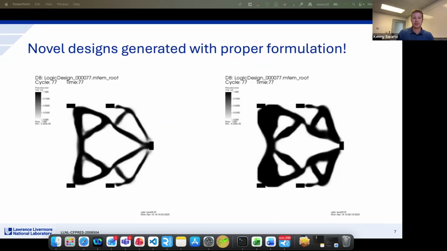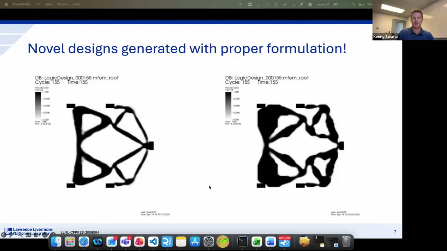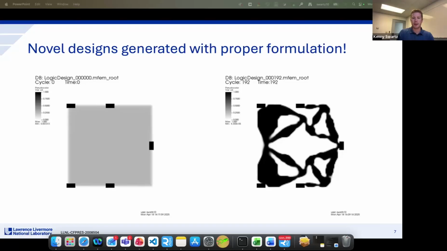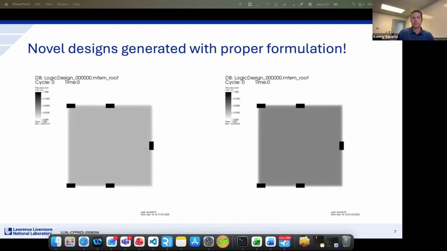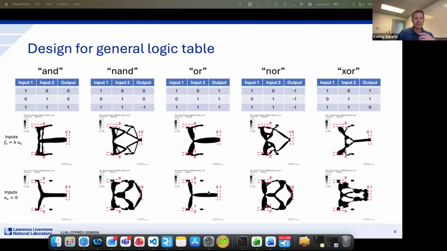And so this is the design conversions for a couple different gates that I'll show you more specifically on the next slide, how they function. But we are getting pretty good black and white designs. And this is in the presence of these bistable mechanisms that can create quite a headache if you don't handle them properly. All right, so what are these gates doing?